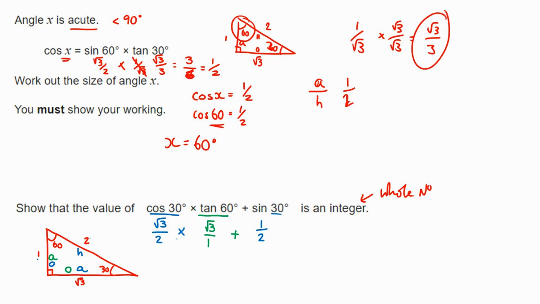So then we're going to simplify this now. BIDMAS says we're going to do multiplication first, so that gives us 3 over 2. Root 3 times root 3 is 3. 2 times 1 is 2, plus a half. 3 halves add 1 half is 4 halves, which is the same as 2, and we can see we've got an integer.